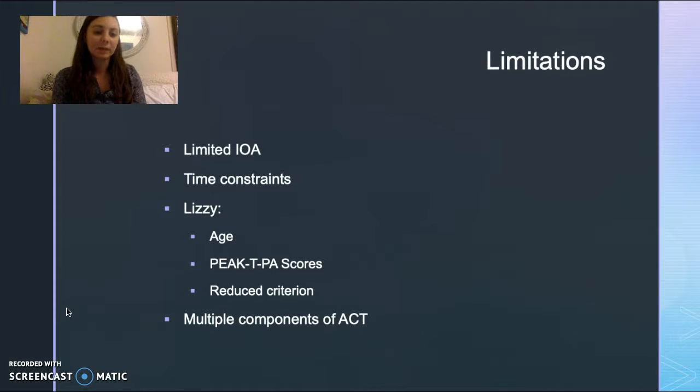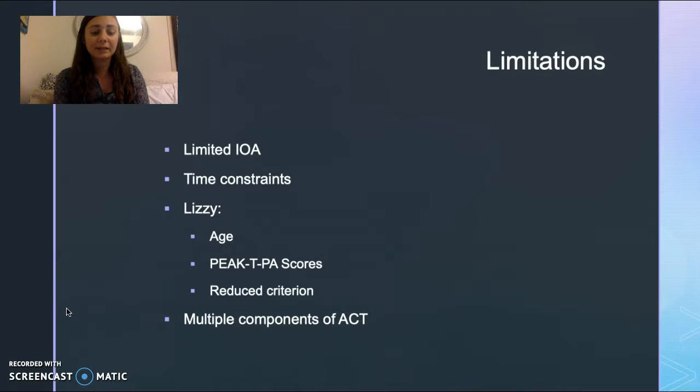participate in. Additionally, Lizzie was considerably younger than the other two participants within the study, which may account for her lower PEAK-T pre-assessment scores, which indicate a lower relational frame and less complex language, which may help account for the results within this study. Another limitation was that Lizzie had a reduced mastery criterion for the PEAK-T programs.